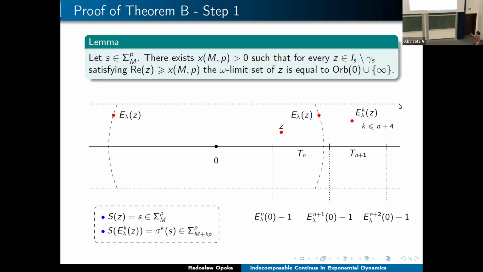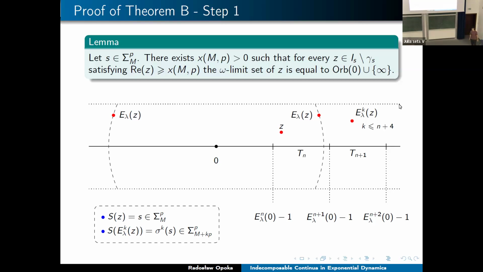Suppose that we are here, and we are far to the right. Then, at least for a few iterations, we know what the iteration looks like. We go near zero, then near the image of zero, and for some time we travel close to the orbit of zero, and then we can calculate that in fact we land here. If we are at this point, we can again go to the right or to the left, and the whole process repeats.